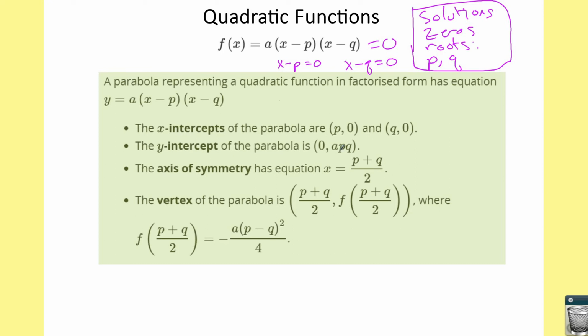Honestly, I wouldn't worry about knowing all these connections, like (p plus q) over 2. I wouldn't, because if you just FOIL that out, you'll get it in standard form. So I always recognize standard form and vertex form. That's how you can manipulate things.